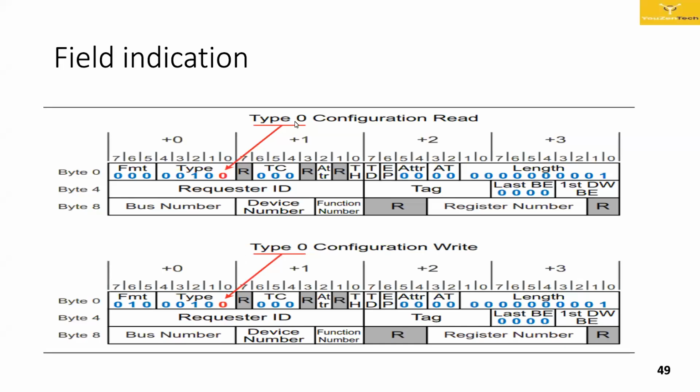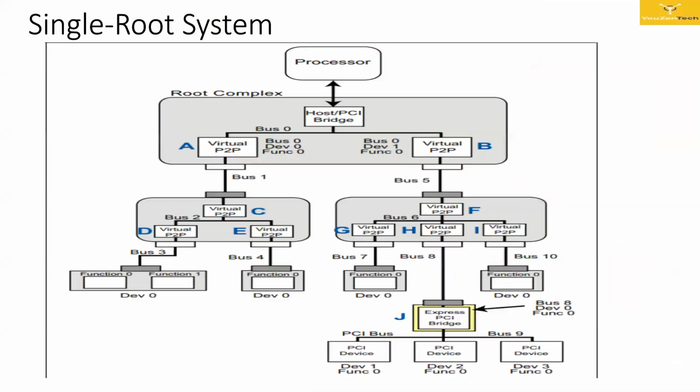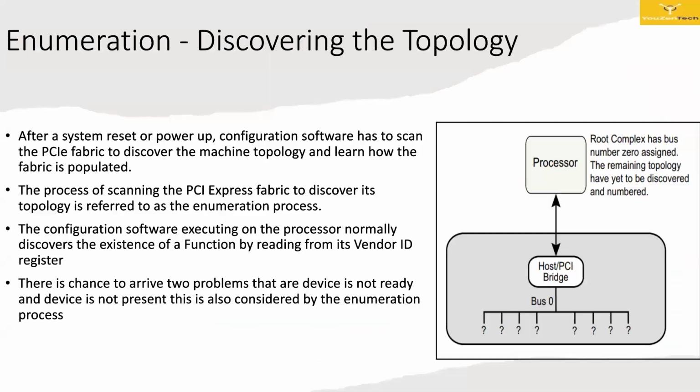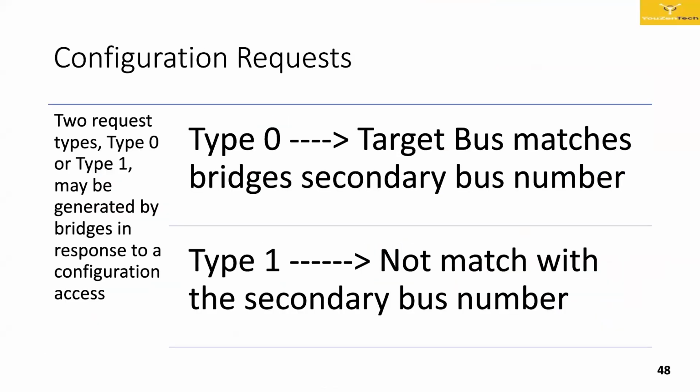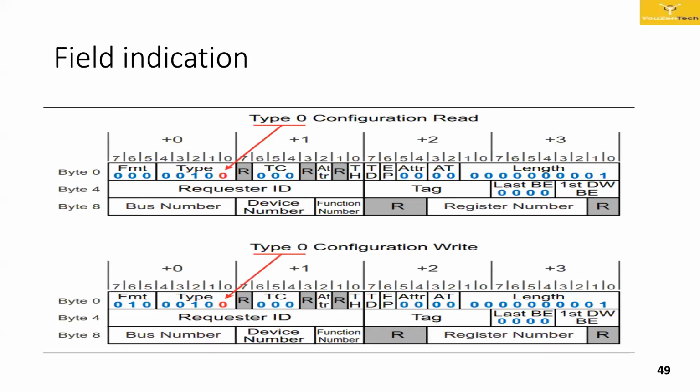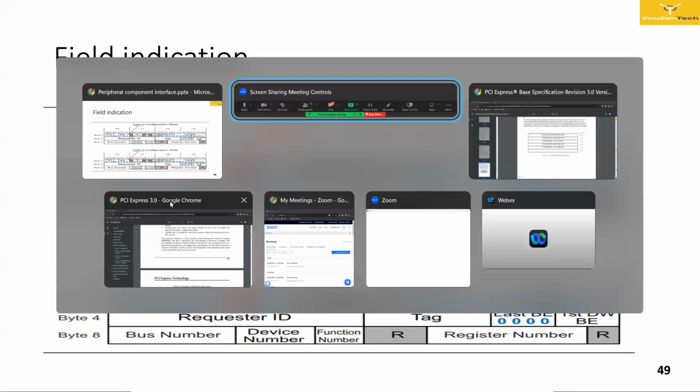If the last bit in the type is 0, that means type 0. For configuration read, the format is going to be 00. For configuration write, this is 010. So this is one thing. And similarly for type 1, let me go through the spec.